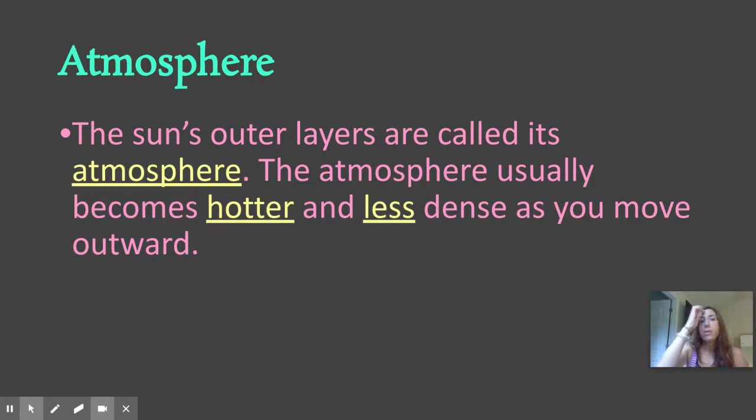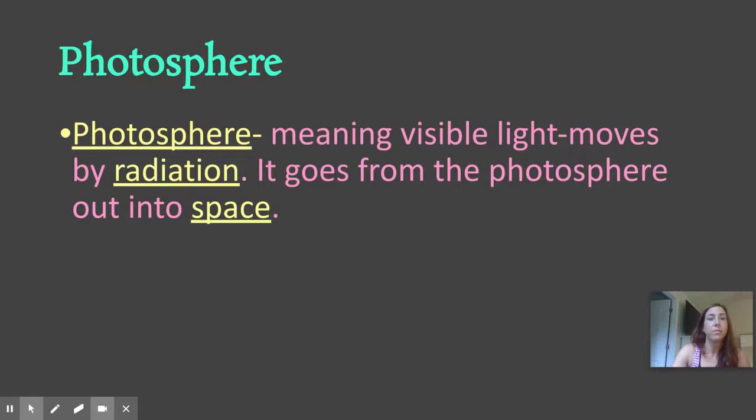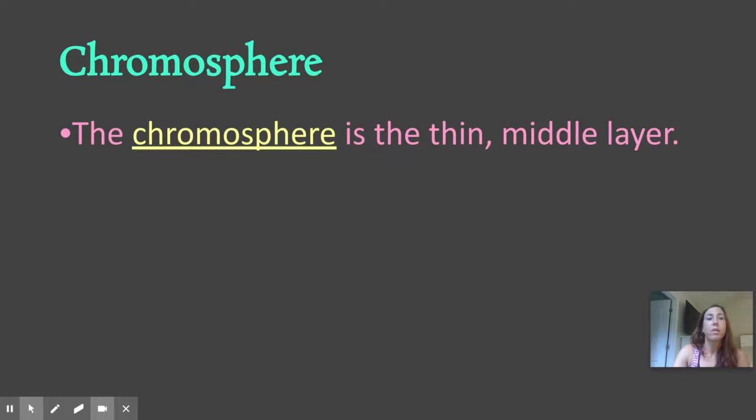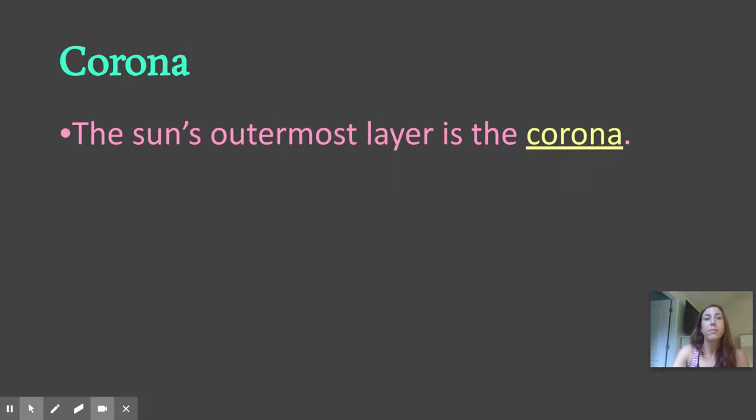The sun's outer layers are called its atmosphere, and the atmosphere usually becomes hotter and less dense as you move outward. The photosphere is the visible light, and it moves by radiation. And it goes from the photosphere into space. Remember that photo means visible. The chromosphere is the thin middle layer. And then the sun's outermost layer is the corona.